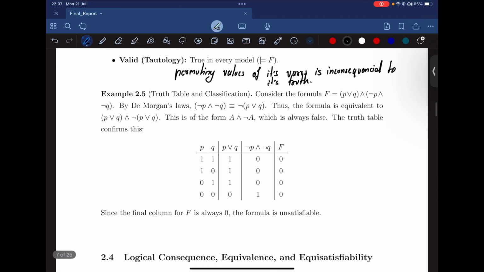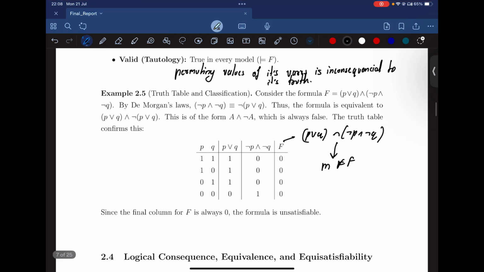This is just an example. Let's say we have P and Q, P or Q, and then not P and not Q. So if F is P or Q, and not P, and not Q, then there's no assignment of P or Q under which F will return true. So we can say there's no model which satisfies F. This is for all models, so F is not valid.